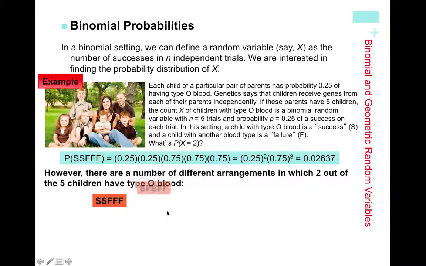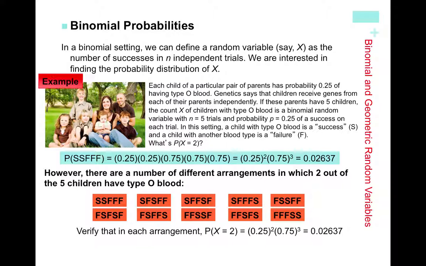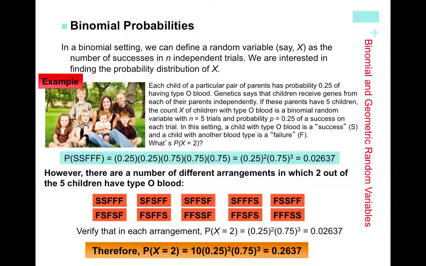Well, that's what's going on here, only we now have 10 situations because we're looking for 2 successes and 3 fails. So the probability of 1 would be 0.02637. The probability of 10 would be 0.2637. So the probability that 2 children would have type O blood and 3 children would not would be about 26.4%.